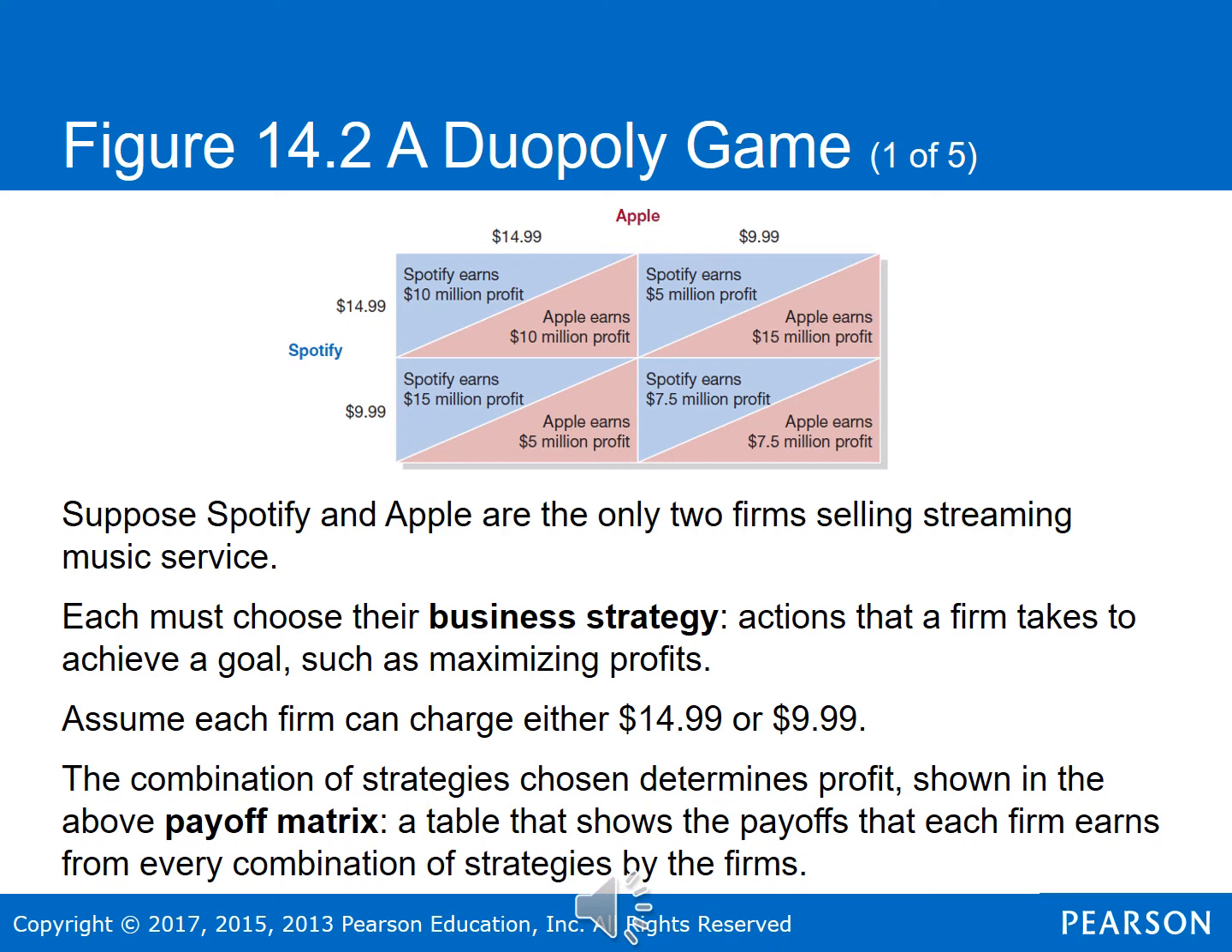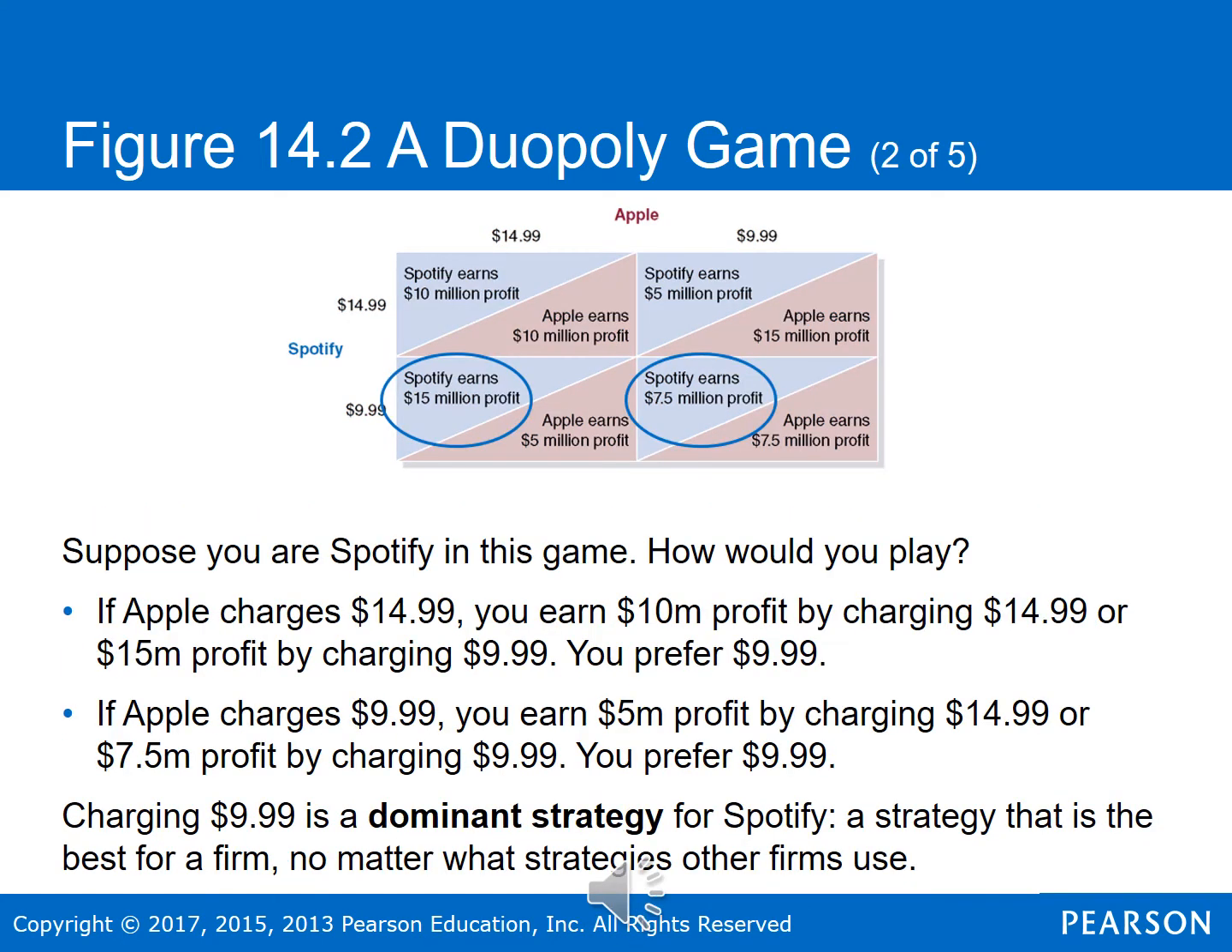So above, in the payoff matrix, it shows how Apple chooses a price, how Spotify chooses a price, and for each of those combinations, how much profit each of them earns. Let's look at this from Spotify's perspective. If you're Spotify, how are you going to play this game? How are you going to choose to price your product?